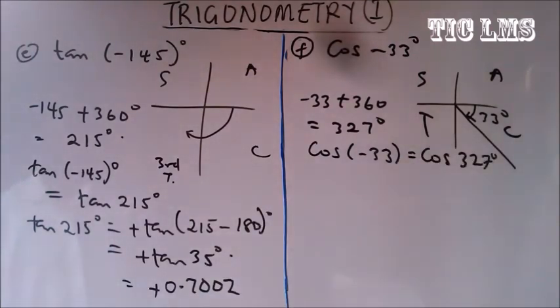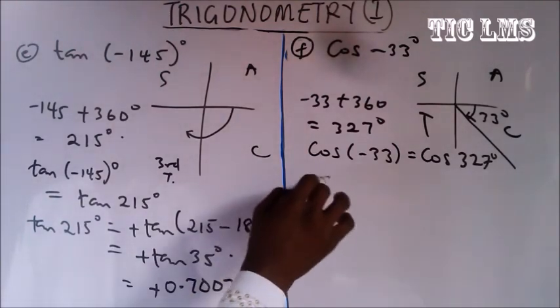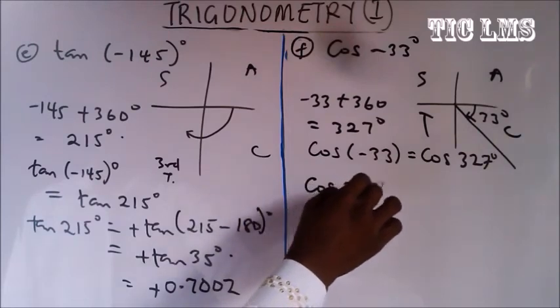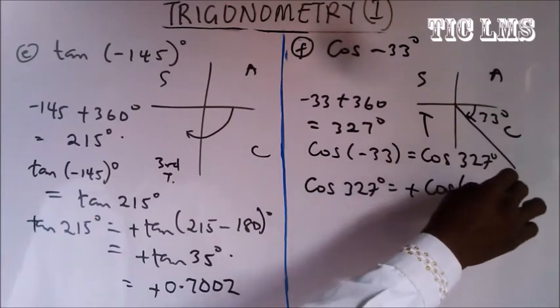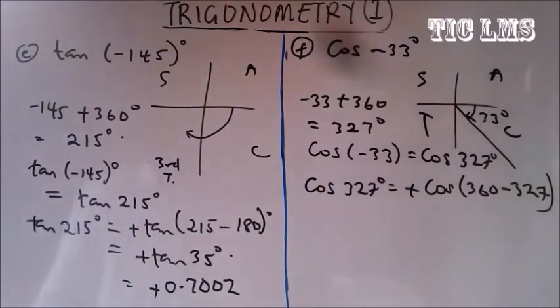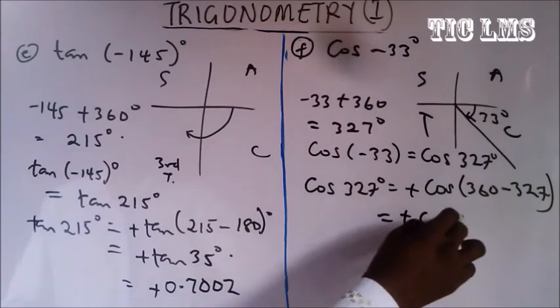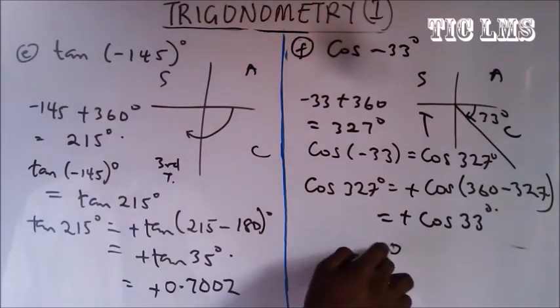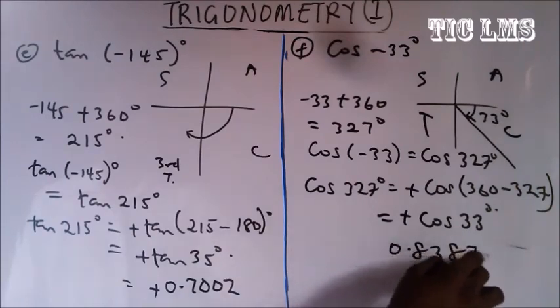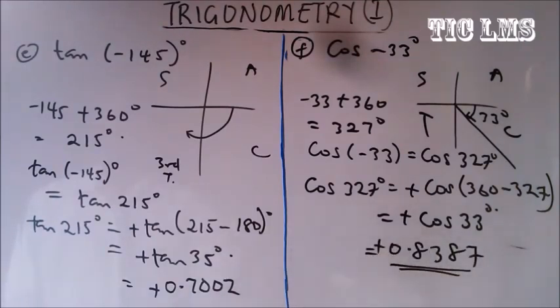Next is to find its equivalent acute angle, which is cos 327 degrees equal to plus cos 360 minus 327 degrees, and that produces plus cos 33 degrees. Next is to evaluate it by finding it in the table or with the calculator, and that gives 0.8387. That is on the positive side.